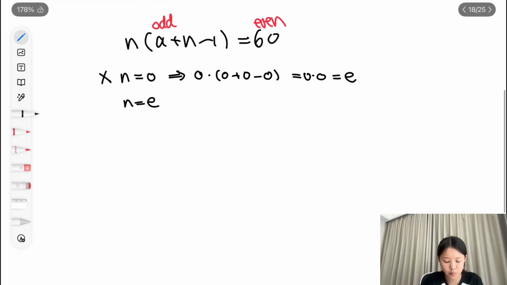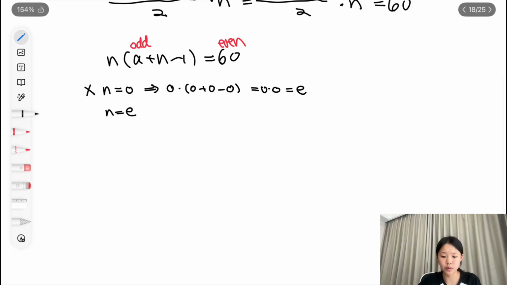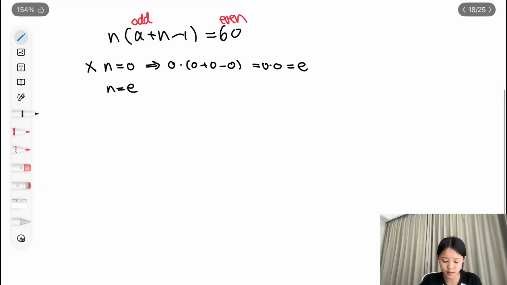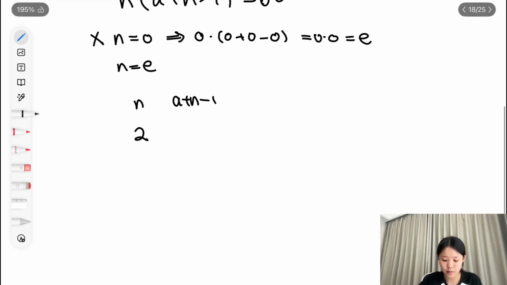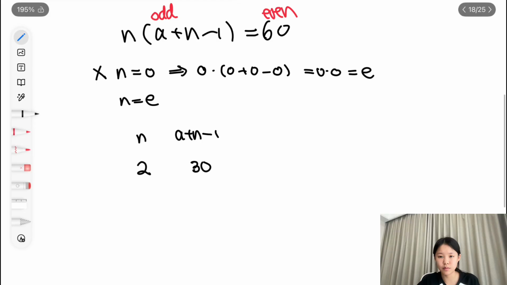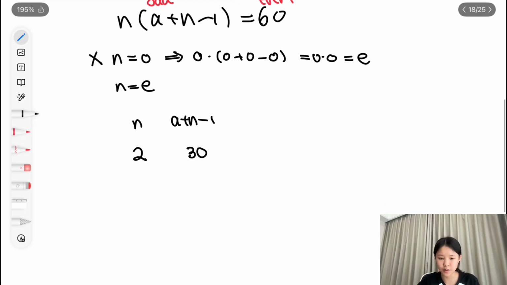So now if n is even, what we can do is we can start from 2 and just go up through all of the even numbers and solve it accordingly, keeping in mind that a does have to be odd, and so that would be our solution to check. If a is not odd, then the solution is not correct. So let's start out, and we have here n and then a plus n minus 1. Let's start out with n equals 2. And then we do some quick subtraction. This has to be division, and this has to be 30.